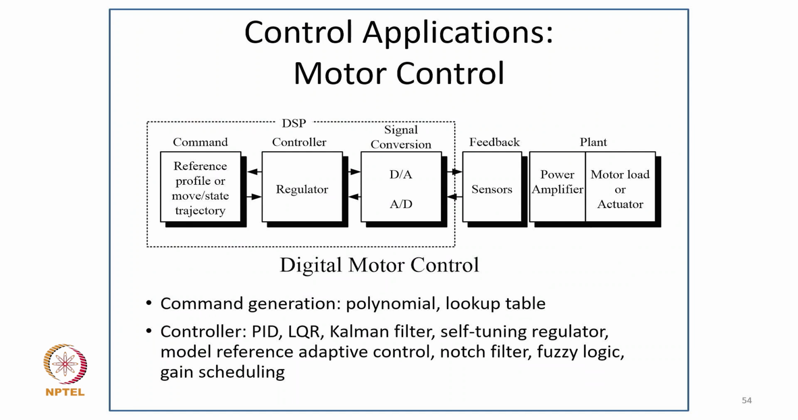So a typical example of a control application is motor control. We start from the command, as a reference profile or move state executive, then go to the controller, as a regulator, then the signal conversion, D to A and A to D, and then feedback from the sensors, power amplifier, and then the motor load or actuator. So this is an example of digital motor control.